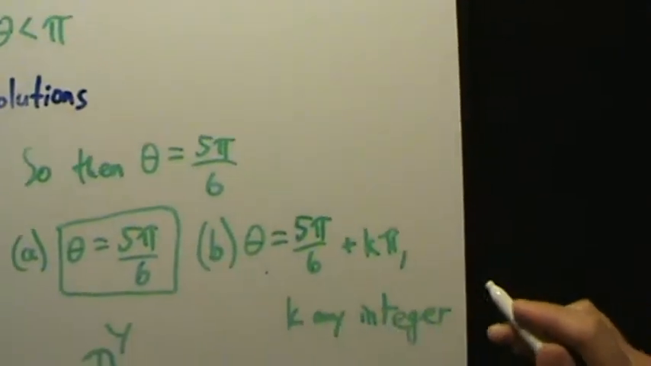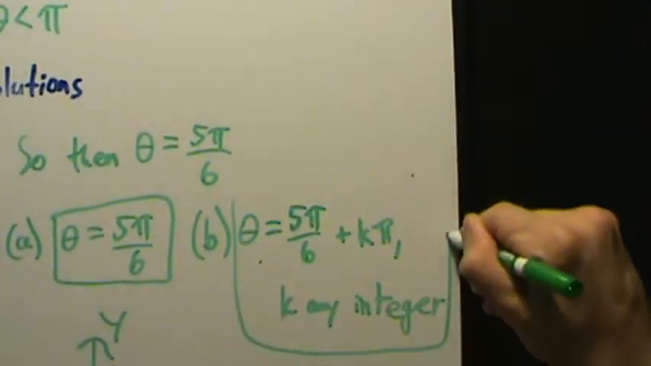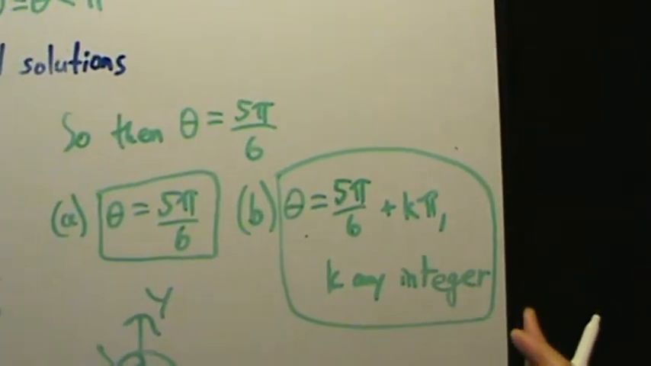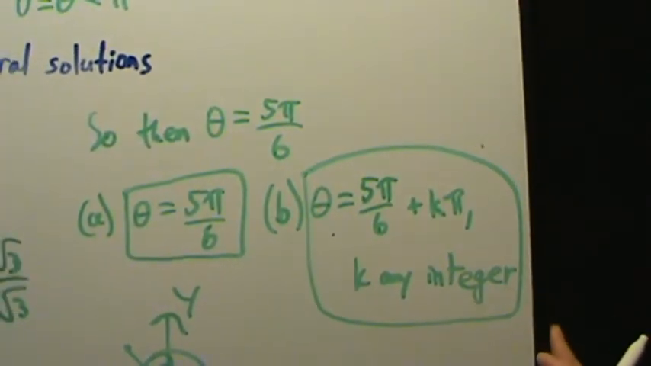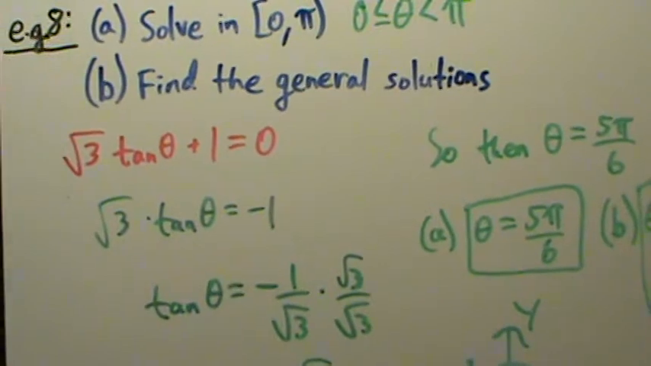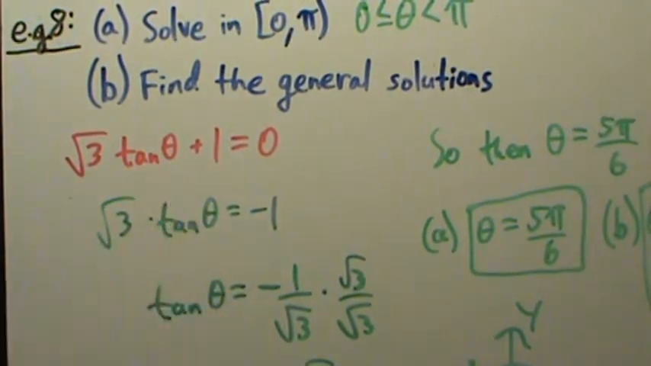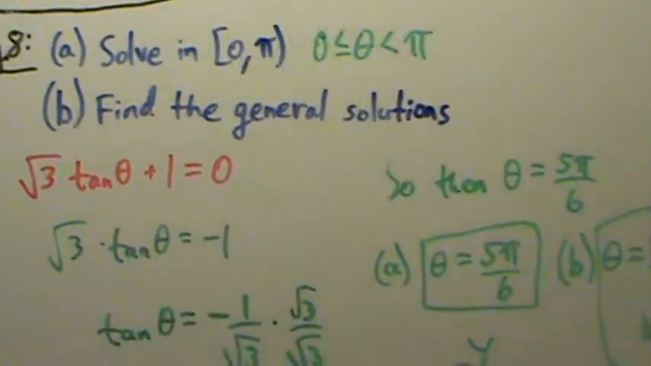Okay, and that's it for part B, and that's really it for the whole example. Okay, so relatively simple compared to the last few. There's not a whole lot going on here, just the main difference is now we're dealing with a little bit of algebra. Okay, so that's example 8 of solving trig equations.